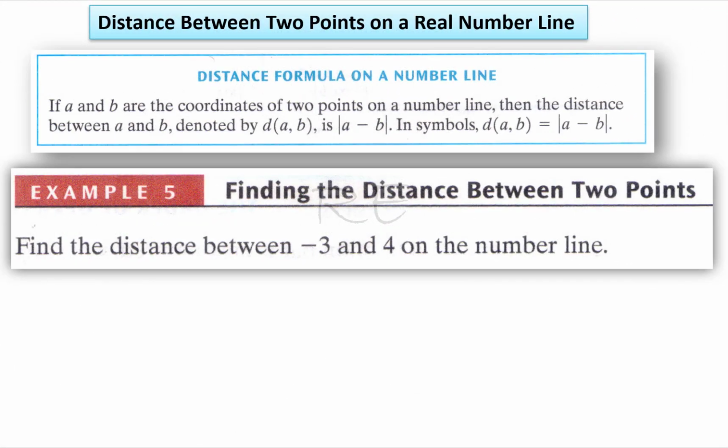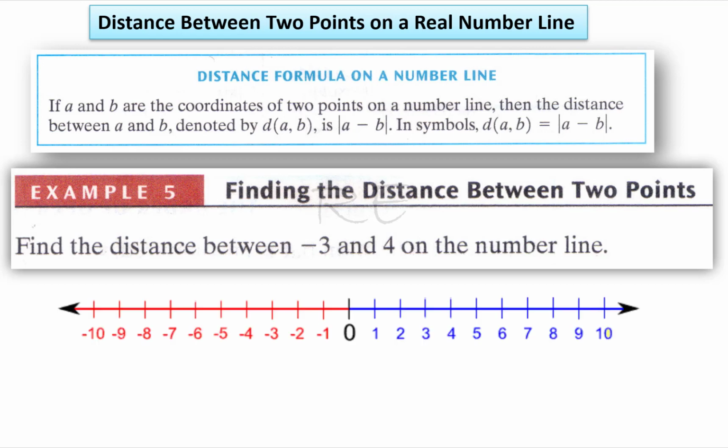The distance between 2 points on the real number line is equal to the absolute value of a minus b. Example 5, find the distance between -3 and 4 on the number line. If we count the units, we realize that the distance between -3 and 4 is exactly 7 units.